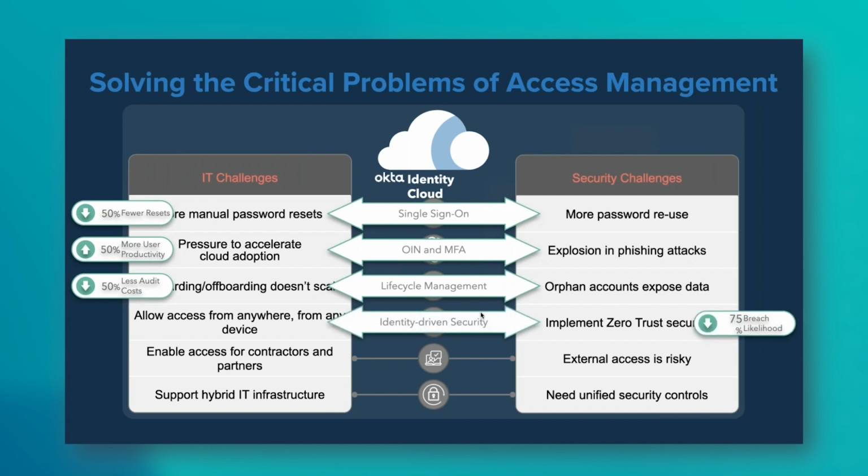Now, if you focus on a more identity-driven security than a perimeter-based security, that can really reduce your attack surface and also your breach likelihood by up to 75% by allowing you to implement zero trust security models with more granular policies and also step up authentication and privilege access management.